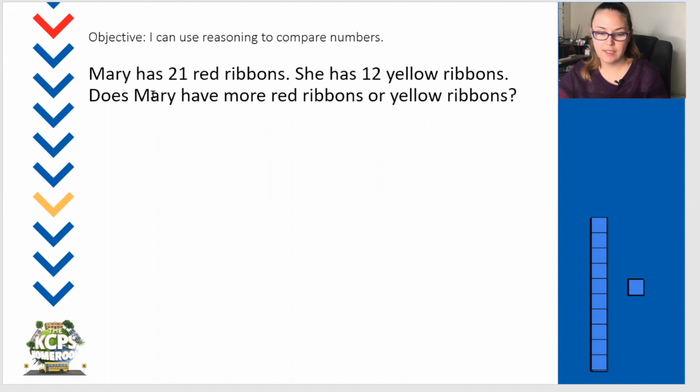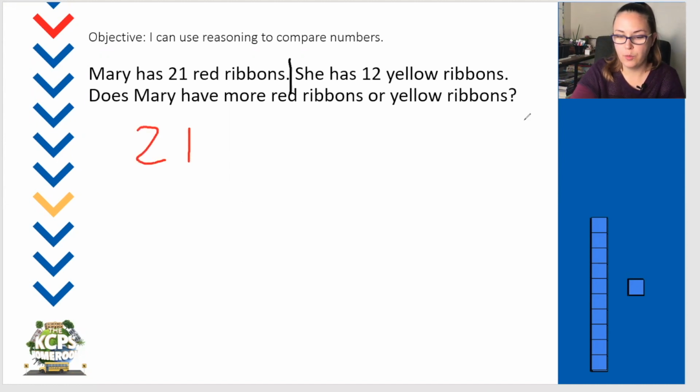This one says, Mary has 21 red ribbons. She has 12 yellow ribbons. Does Mary have more red ribbons or yellow ribbons? So we are going to go back and start at the beginning and stop and read, and then try to decide what we're going to do with that sentence. So the first sentence says, Mary has 21 red ribbons. So down here, what I'm going to do is write the number 21.